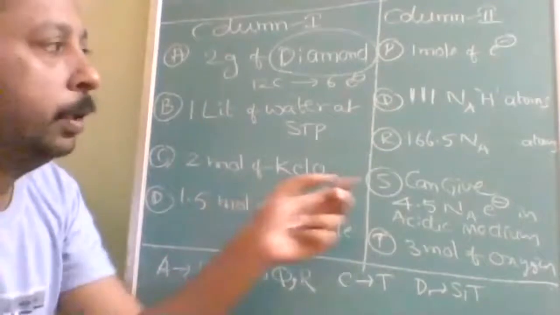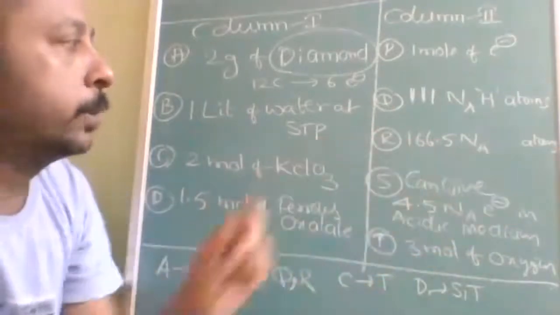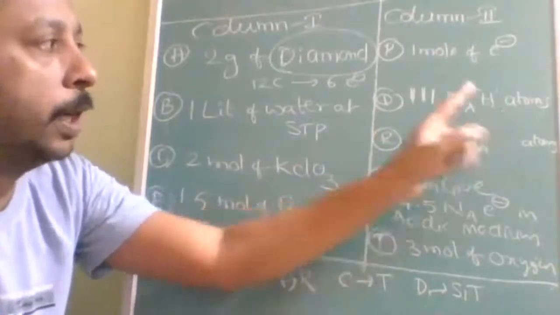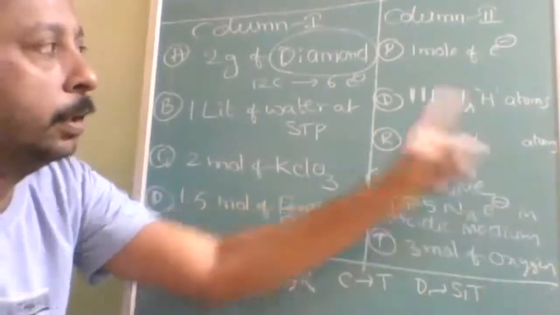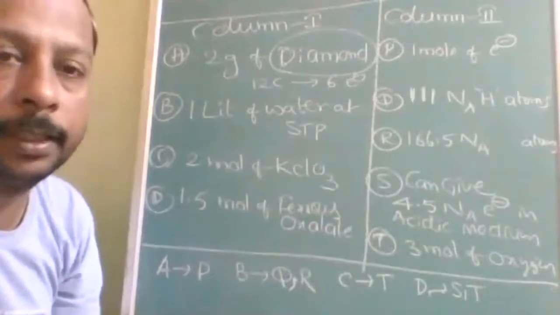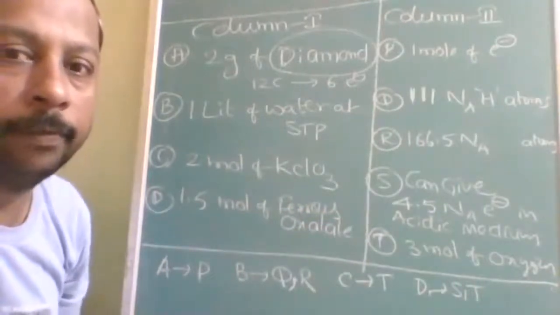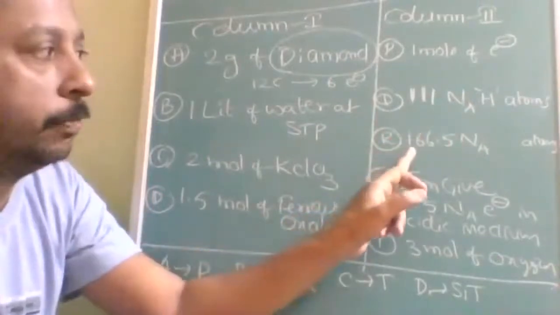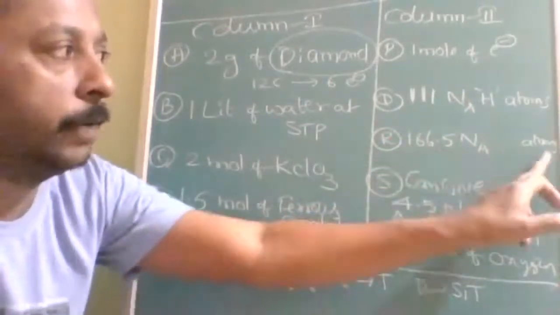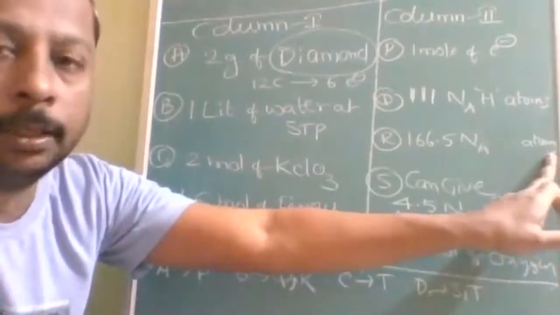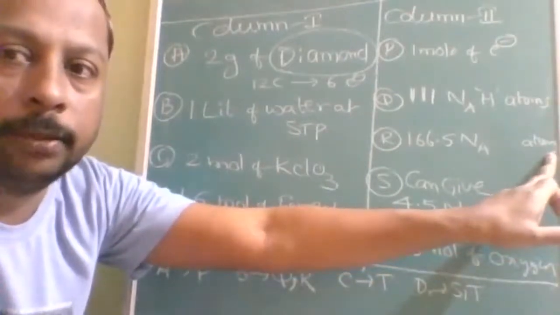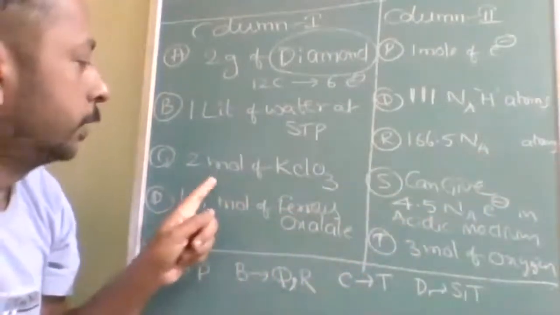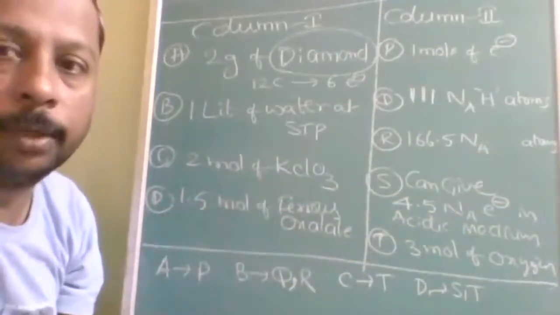Same way, here it is the total number of atoms. See, triple one will be hydrogen and half of them will be oxygen. Triple one plus half of it, that is 55.5. So 55.5 plus triple one, how much will you get? 166.5 is the total number of atoms. So this includes hydrogen also, this includes oxygen also. Is that clear? Next, let us see 2 mole of KClO3, potassium chlorate.